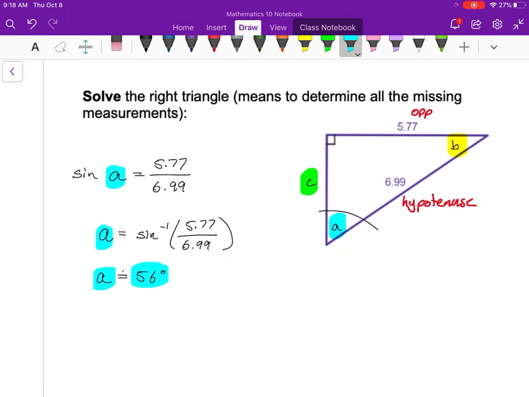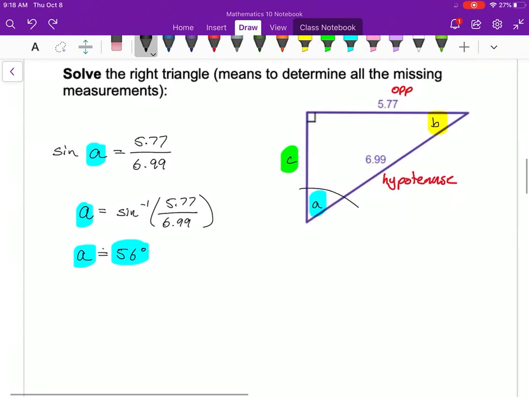Now I need to find either B or C. I'm going to find B next, not just because it's next in alphabetical order, but because I can now find out B really easily. How is that? By remembering some grade 6 math, and that is all angles in any triangle, 90, the one we just found, and the one we're trying to find. All those angles together always add up to 180 degrees. So I can use that fact to find B really easily.